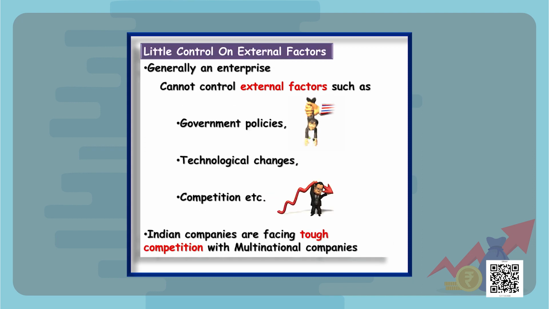Then we have little control on external factors. Some factors like government policies, technological changes or increase in competition can also impact the organization. The organization cannot control these external factors. Then let us move ahead and discuss the relationship between planning and controlling.